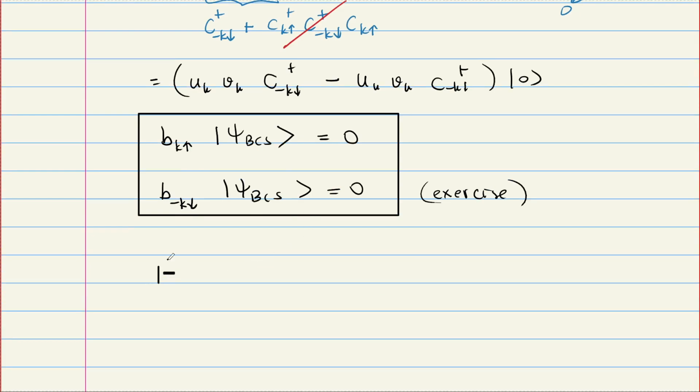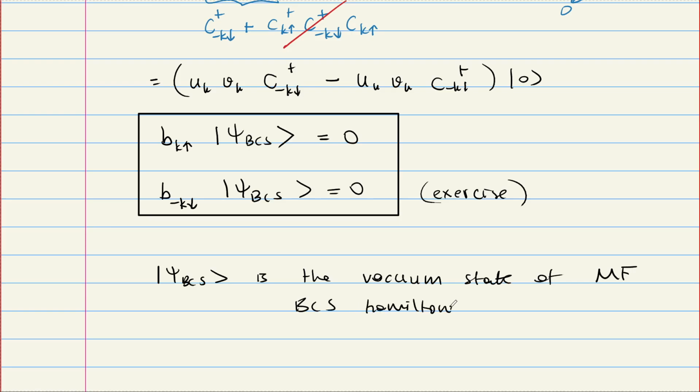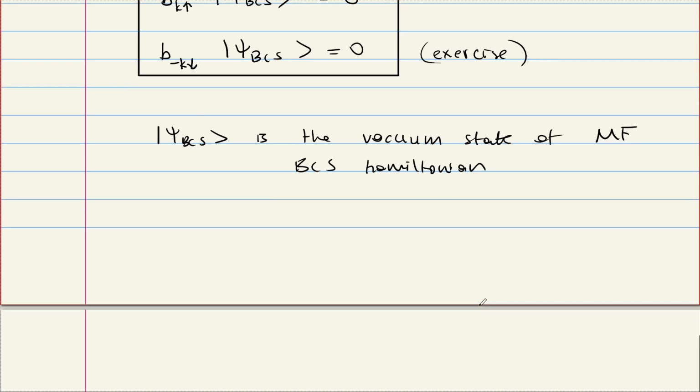So then psi BCS is the vacuum state of the mean field BCS Hamiltonian. So we have a very non-trivial vacuum, but nevertheless it is the vacuum. So this is what we are going to build, or excitations. Therefore, the vacuum is like zero energy. There is no energy in the vacuum, and over this vacuum we create so-called excitations.